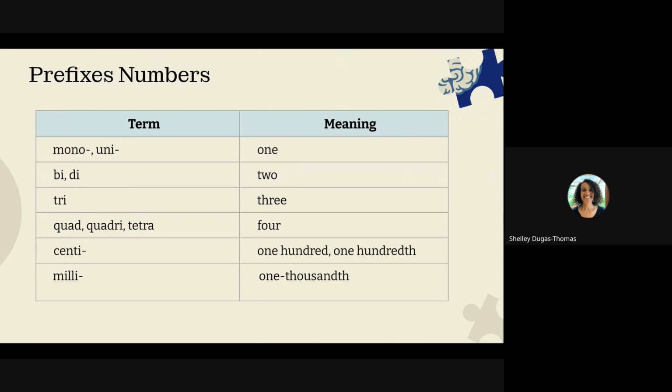Bi and di. Bilateral breath sounds mean both lungs are expanding equally. Diplopia is double vision. Tri. Tricuspid valve is the heart valve with three cusps. Quad or tetra. Quadriplegic or tetraplegia. This is paralysis affecting all four limbs. And centi or milli, crucial to pharmacology dosages and metric measurements like centimeters or milligrams.